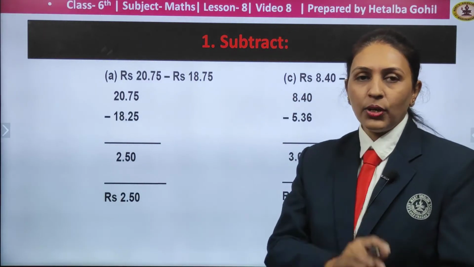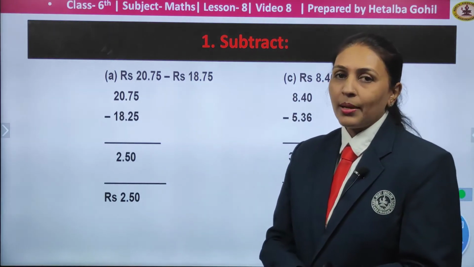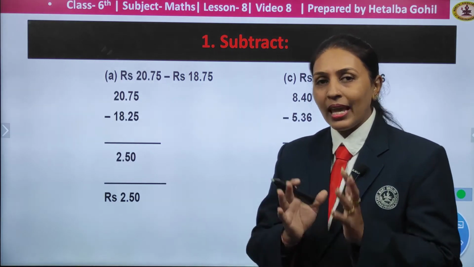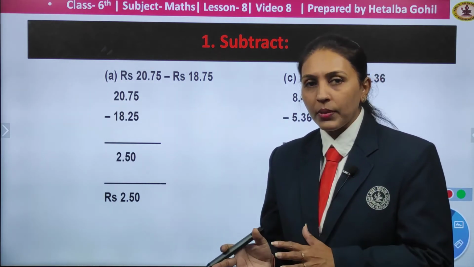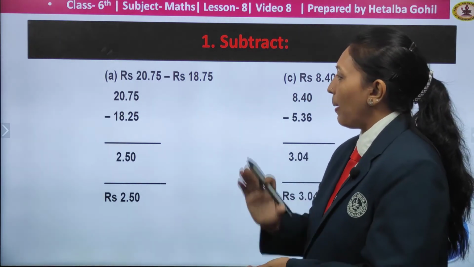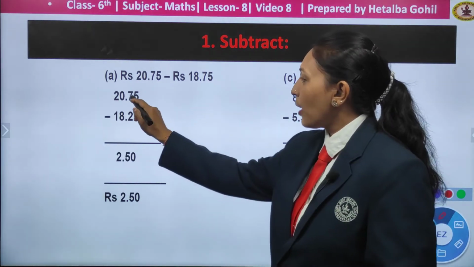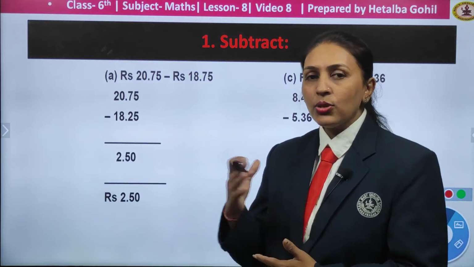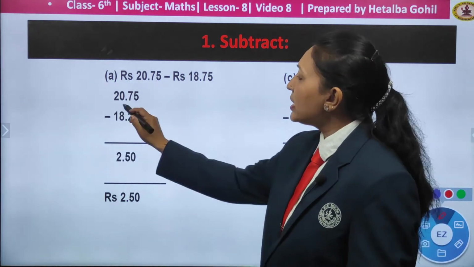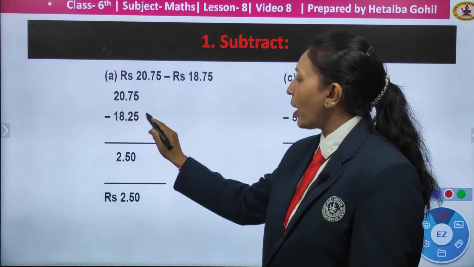In the previous videos we had learnt about addition of decimals, now we will learn about subtraction of decimals. Subtraction is usually the same as we subtract whole numbers. As we have done the addition, the same way we have to apply for the subtraction also. That means you have to line up the numbers according to the decimal point, and as usual we subtract the numbers here. You can see 20.75 minus 18.25.